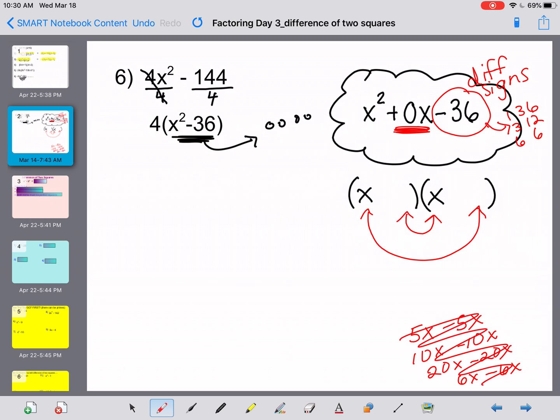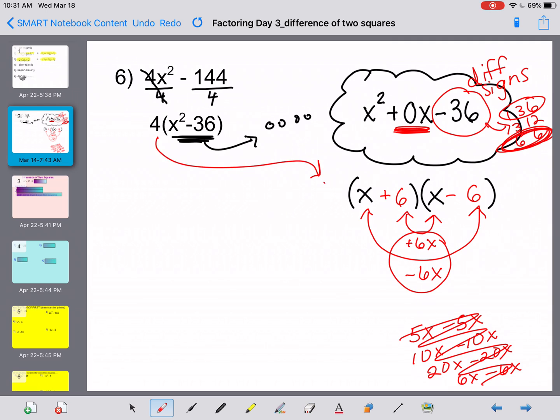So 1 and 36, if I try to put that in, that's not going to cancel. They're not opposites of each other. So the only thing that's opposites of each other is the 6 and 6. If I put in 6 and 6 and make one positive and one negative, I will get an outer and inner loop that makes 0. And this is special. We call this a difference of two squares, right? And so this would be, I'm going to bring that 4 down in front. This was the final answer for that homework question, right?